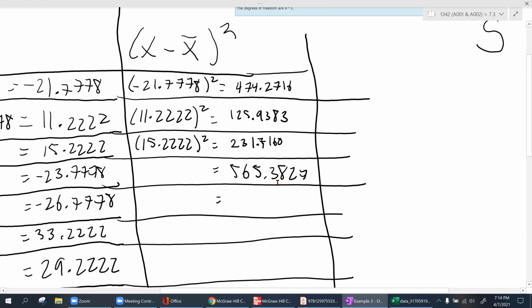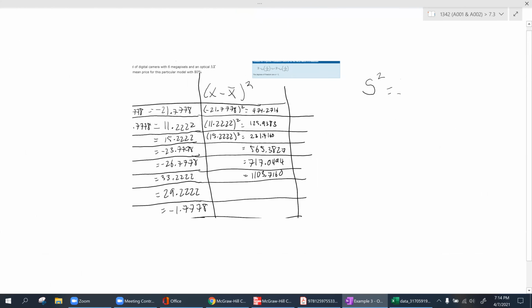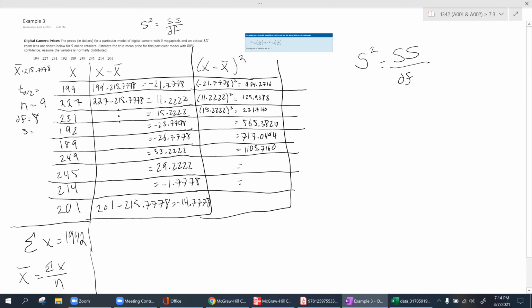All right, I get 717.0494 equals 717.0, 1103.7160. Again, this 3, that's awesome. 853.9383. All right, I get 3 point, that's a small value, right? 3.1605. And the last one, I get 218.3827.